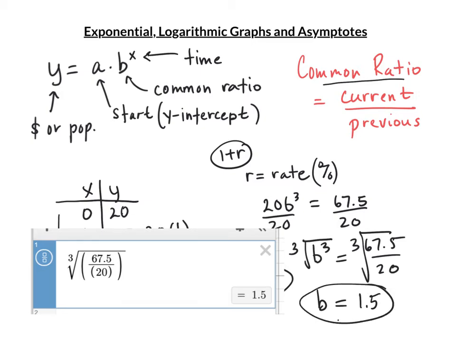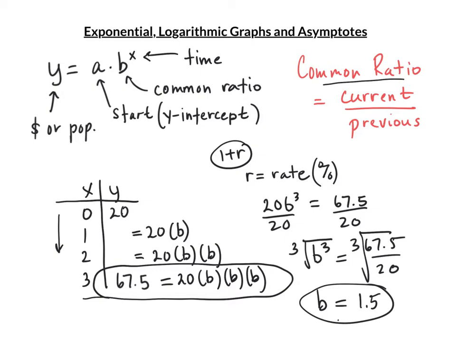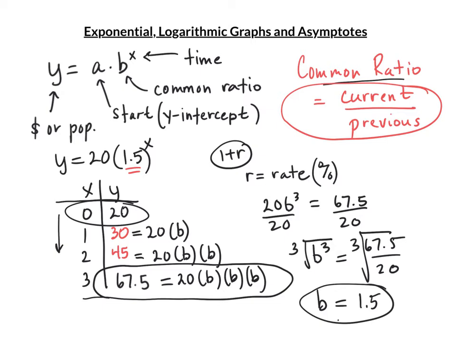In this case, we would know what the equation is because we know the y-intercept is sitting right here. That means we could go y equal 20, which is the y-intercept, times our common ratio, 1.5, to the power of x. X is time again. And I will point out that to get that 1.5, if we had consecutive values in our table, we wouldn't have had to do all this fancy work. And that's because the common ratio is current divided by previous.